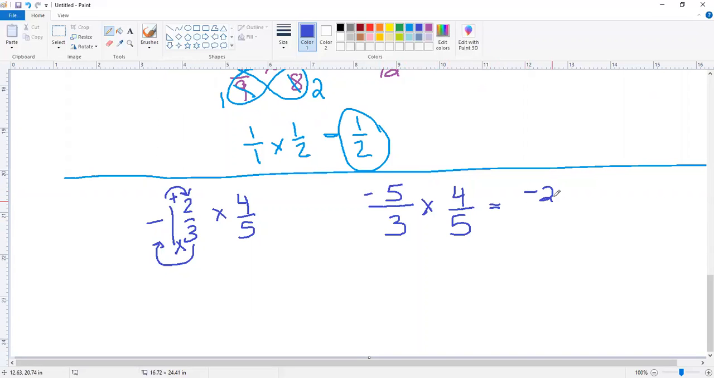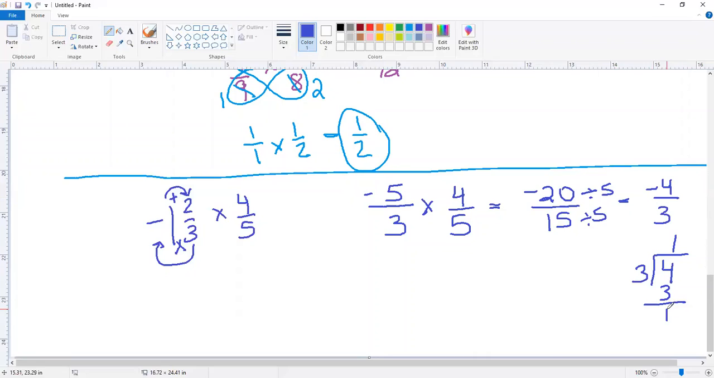-5 times 4 is -20. 3 times 5 is 15. We can reduce both of those by 5. We get -4/3, and we can turn it back into a mixed number. Remember, we divide. 3 goes into 4 one time with a remainder of 1. So 1 1/3.